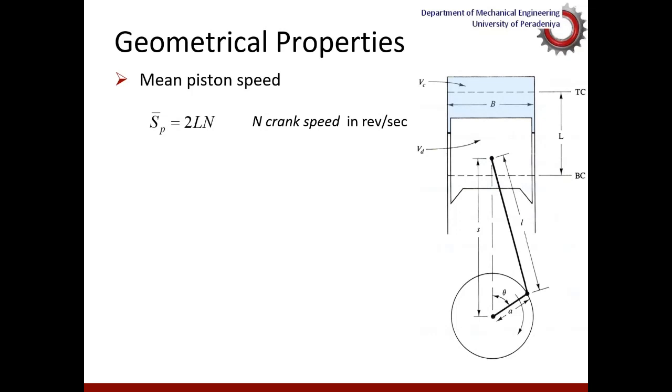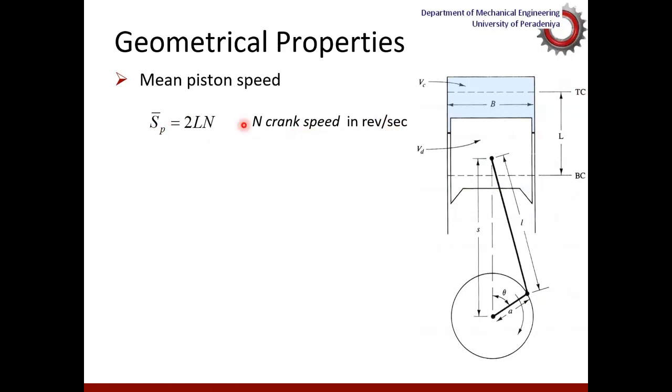The mean piston speed is computed using the equation 2LN, where L is the stroke of the engine and N is the crank speed in revolutions per second. So you get this quantity in meters per second.